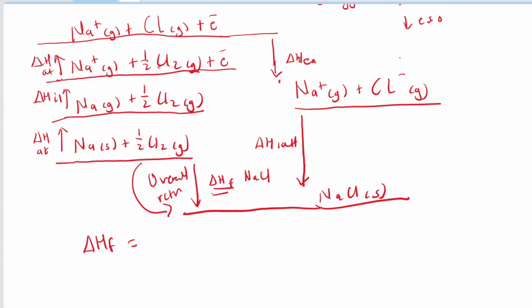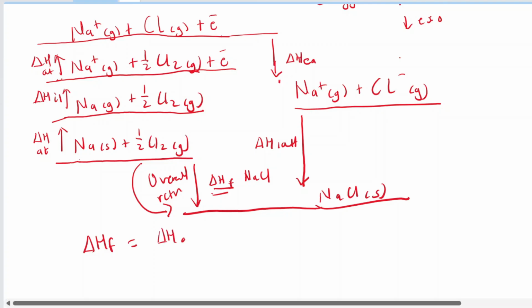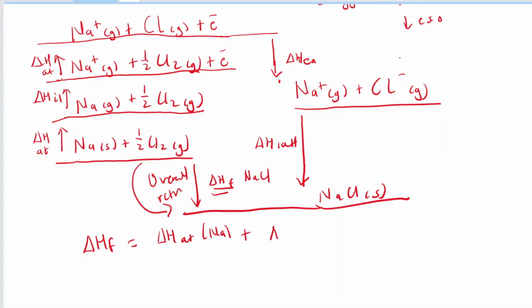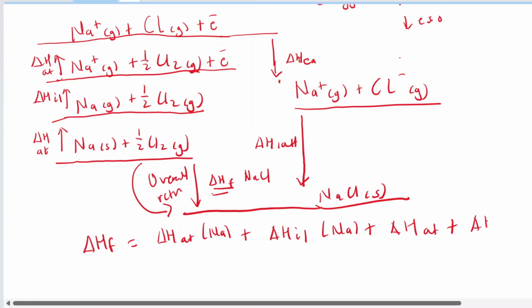So it's the same as going through the whole route over here, which means that we will add delta H atomization of sodium plus delta H ionization energy of sodium plus delta H atomization of chlorine plus delta H electron affinity, the first electron affinity of chlorine, plus delta H lattice energy. And that will be your overall equation.